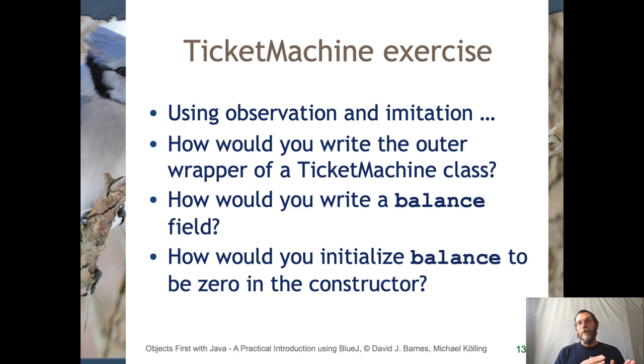So look at what we see with triangle, look at what we see with ship, observe, and then imitate in creating your own version of ticket machine. And what we'll do next is then look at how to do that in practice within the BlueJ environment.